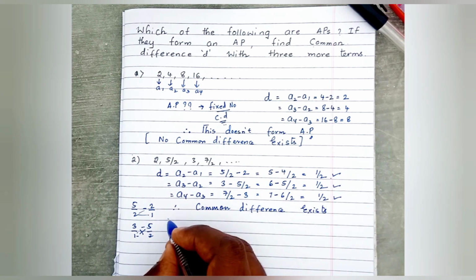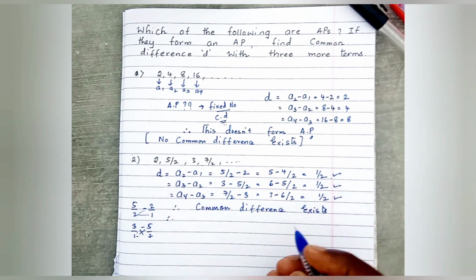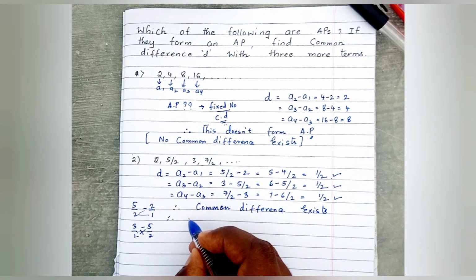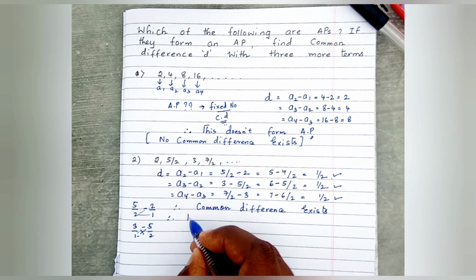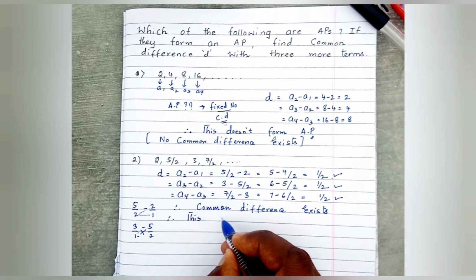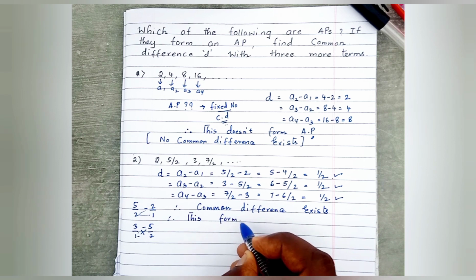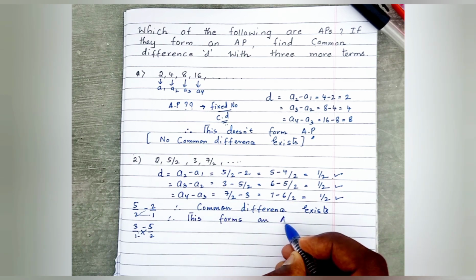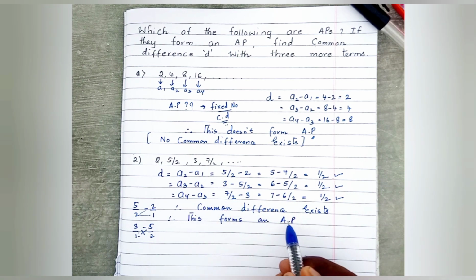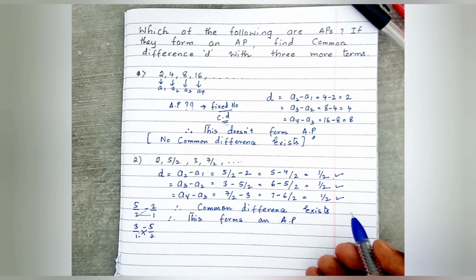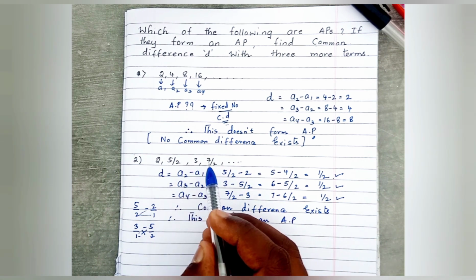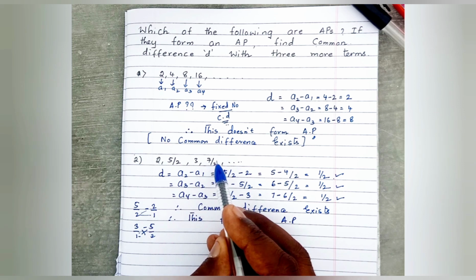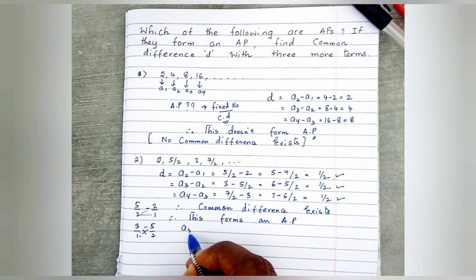The common difference exists. That means the above list of numbers forms an AP. If they form an AP, what should we do? We should find out the next 3 more terms. How to find the next terms? Just add the common difference to the previous term to get the next term.